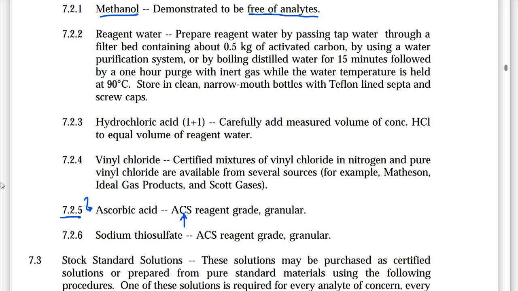It's got to be ACS quality or higher, but ACS quality is typically the highest of the highest as far as purity goes. Granular, well, there could be different mesh grades. There could be different versions of powders or grains or solids, big chunks, little chunks that I could get in ascorbic acid. And it gives me a keyword that I need to use in order to search for ascorbic acid in an online third-party reagent supplier like Fisher, VWR, and so forth.